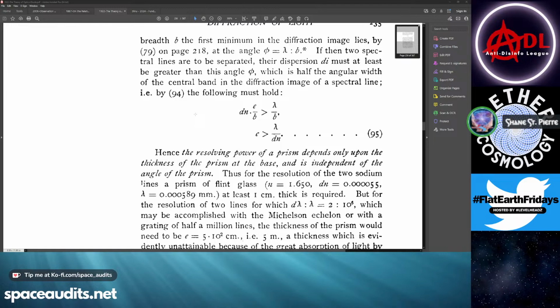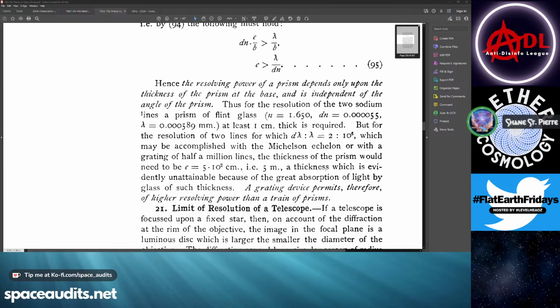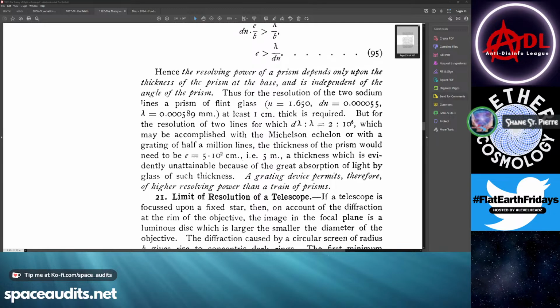If then two spectral lines are to be separated, the dispersion DI must at least be greater than this angle phi, which is half the angular width of the central band in the diffraction image of a spectral line, i.e. the following must hold: dn equals E over B, which is greater than lambda over B prime, which is E is greater than lambda over dn. Hence, the resolving power of a prism depends only upon the thickness of a prism at the base and is independent of the angle of the prism.